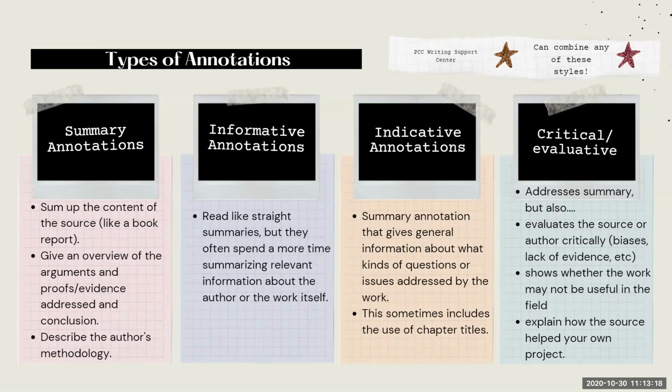One thing to keep in mind is that you don't just have to write in one of these specific styles. You can combine any of these styles. And you may have noticed that some of these are already just different forms of the summary annotation. So, for example, the informative, indicative, and critical, all of those include summaries. They just include summaries in different ways. And some of them may ask you to evaluate on a certain topic rather than focusing on another. So you can combine any of these styles. Do not feel like you need to stick to one specific style.